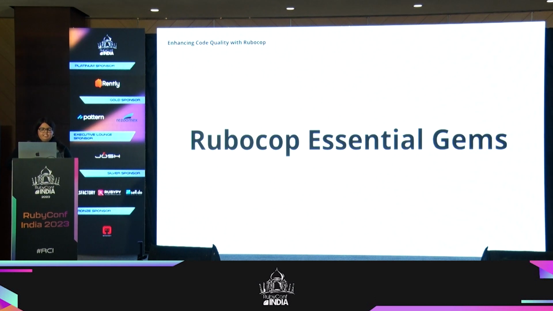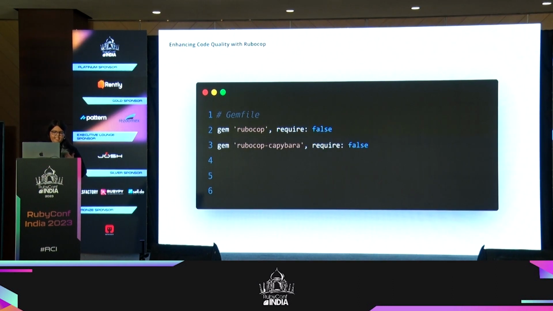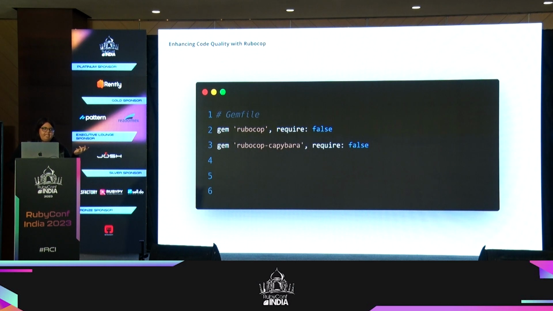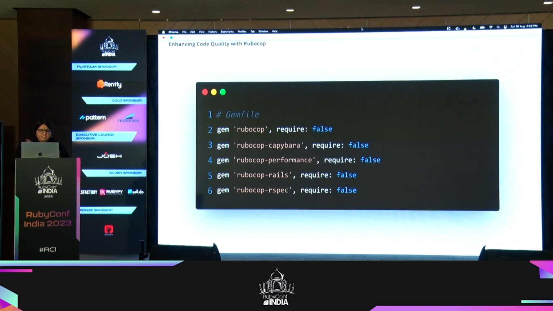First, let's discuss the essential gems. There are 5 gems that we need. First is the default Rubocop gem. The next is Rubocop Capybara, which provides us all the different best practices around Capybara. The next is Rubocop Performance for performance optimization analysis. Then comes Rubocop Rails, and then Rubocop RSpec. So we saw these different gems.